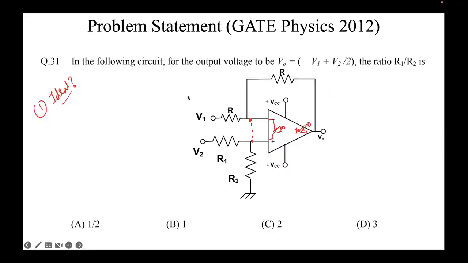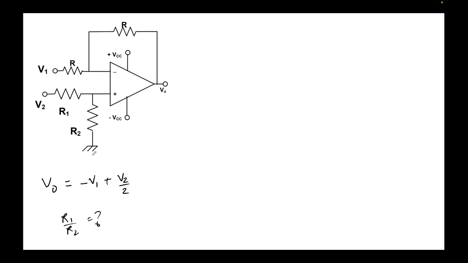Okay, so first we check it's ideal. Okay, it is ideal. Second, is there any feedback? Is there any feedback in this question? Yes or no? Negative feedback. Okay, any feedback? Yes. Then what kind of feedback? Negative. Now, I told you negative feedback gives stable outputs. Remember this. So we can directly eliminate the options if something is unstable. So this must give a stable output, right? So with these two steps, we move forward. Okay, let's go forward. This is the question. So V0 has been given as minus V1 plus V2 by 2.